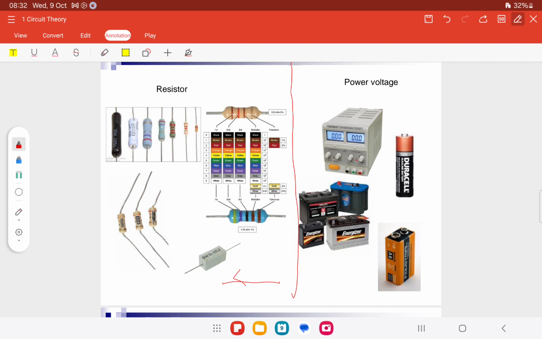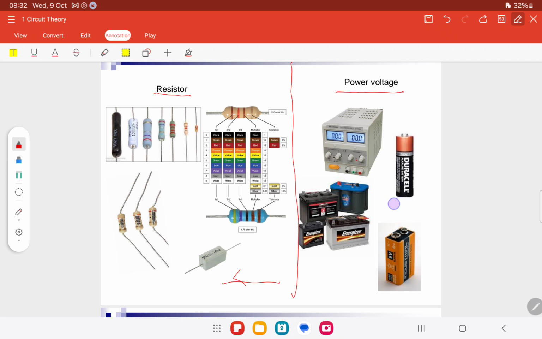Okay, so this is passive. Why did I just list down the resistor here? Because for this MEC 523 we only cover the resistor. But then there is also capacitor and inductor. And this one is on the power voltage.